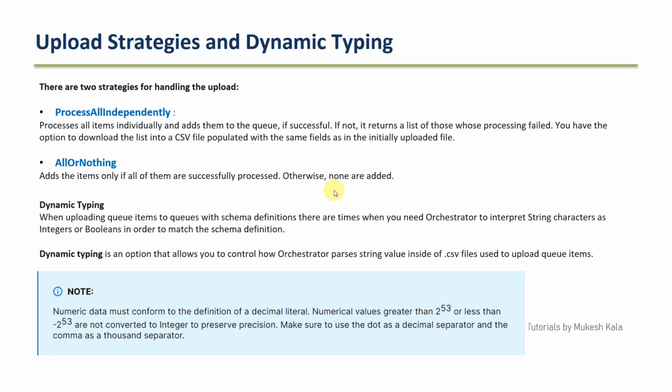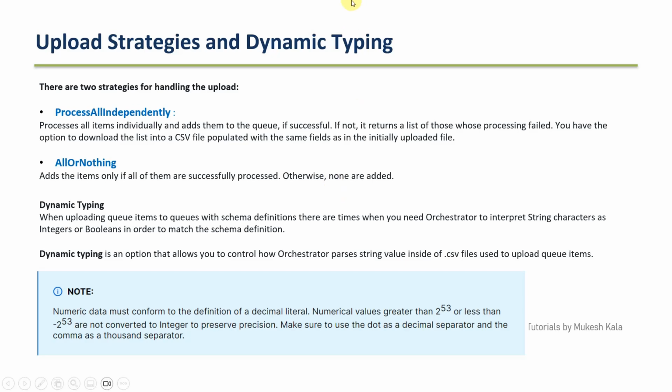Because whenever we are adding the numbers, I need to separate it by comma, right? So don't put dot, don't put spaces. You need to follow some standard protocols if you want to have the dynamic typing enabled, because Orchestrator needs to convert it to proper format.